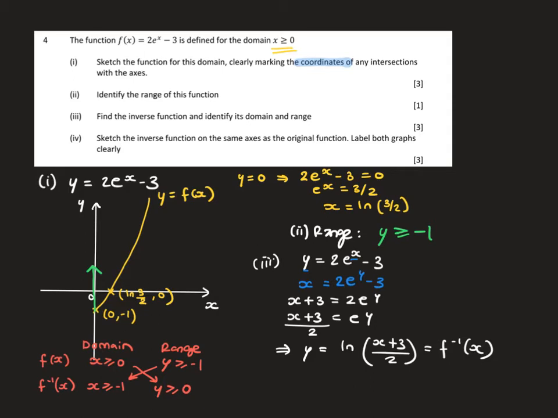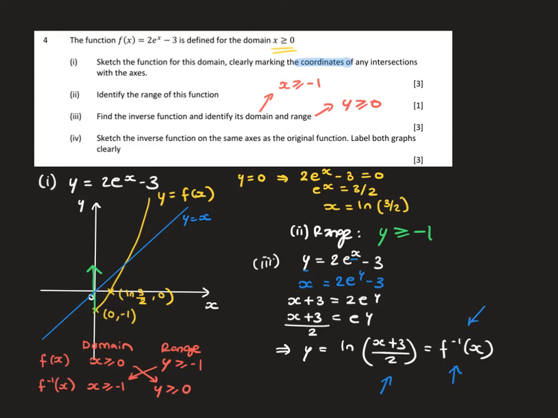So in answer to part 3, the domain is x is greater than or equal to -1, and the range y is greater than or equal to 0. Now, sketching the inverse function. So the first thing that I might do is draw the line y equals x, because we know the inverse function will be a reflection of y equals x in this line here. So y equals x. Again, remember you have a graphical calculator, so you can sketch the inverse function and have a look at its shape.